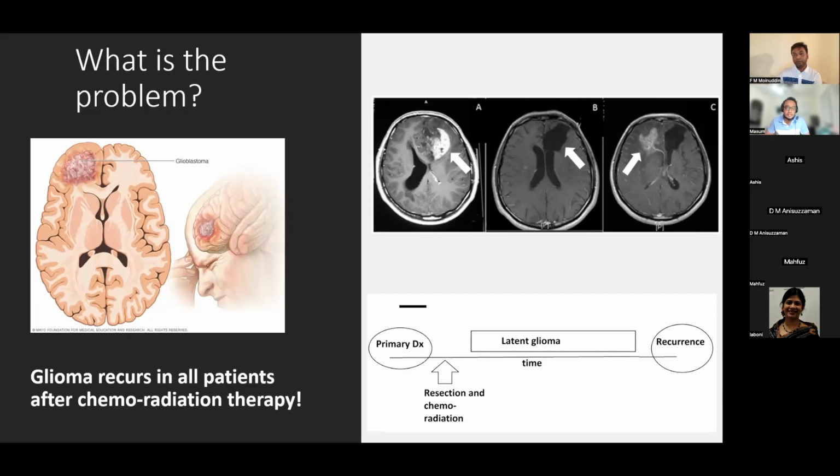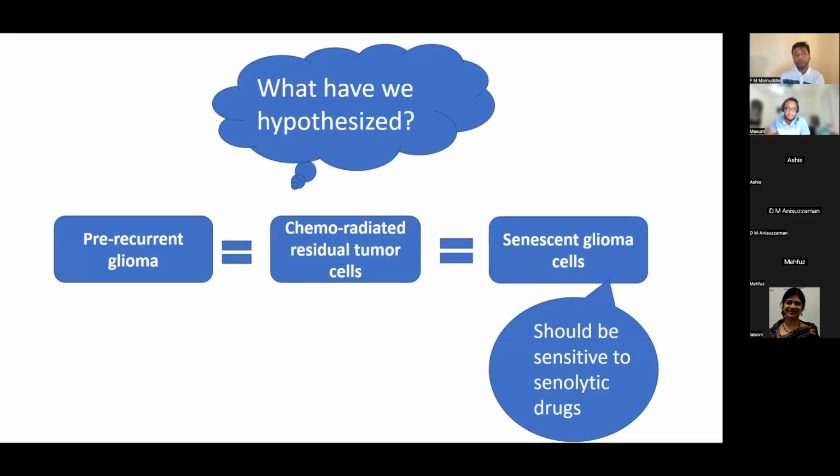What we see is there is a latent period of time when this disease is very stable. The tumor is not growing, the tumor cells are not dividing, but after that, they eventually start growing. We call this period the latent period, or latent glioma, or the pre-recurrent glioma. This is the terminology, and this is the novelty of this study.